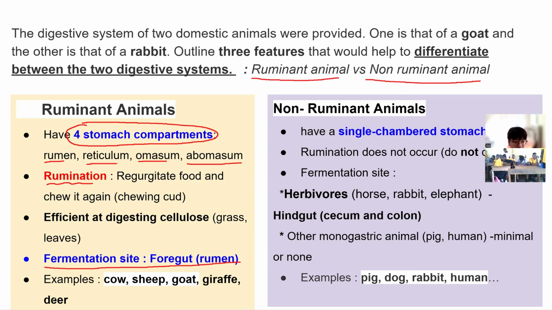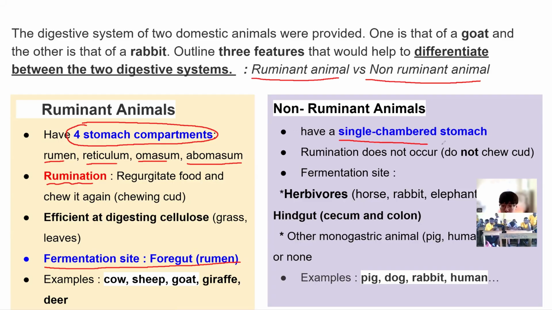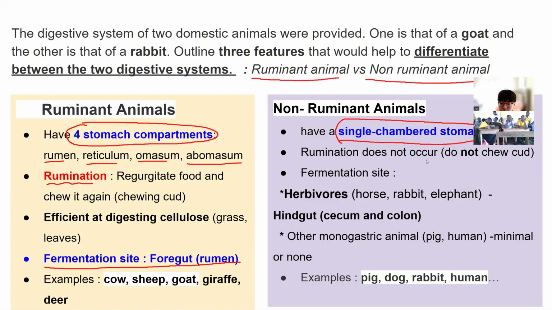There are also non-ruminant animals, which have a single-chambered stomach, like us humans, and rumination does not occur. We don't vomit out food and chew it again. And for the fermentation site, it varies. For herbivores, it's the hindgut, but for monogastric animals like humans, there are no fermentation sites. Non-ruminant animals include pig, dog, rabbit, and humans.